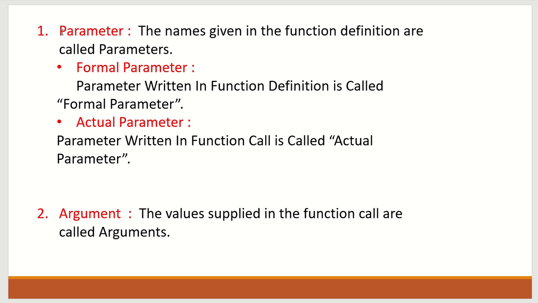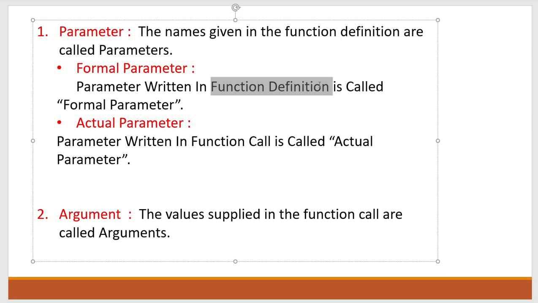So more detailed meaning of parameters: the names given in the function definition are called as what? Parameters. So we can have two types of parameters, that is formal parameters and actual parameters. The parameters written in function definition, that is very important. At the time of function definition, whatever you are writing, it is formal parameter. And when it is function call, that time whatever you are writing is actual parameter.